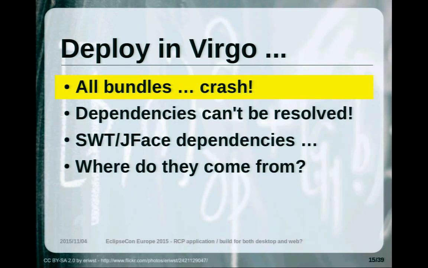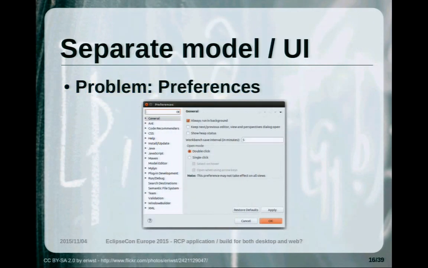It was about SWT and JFace. And I thought, hey, I don't have an SWT and JFace dependency in my bundles, so they must come from somewhere. And a further look showed me that they come from preferences. I will go into detail in the further slides.